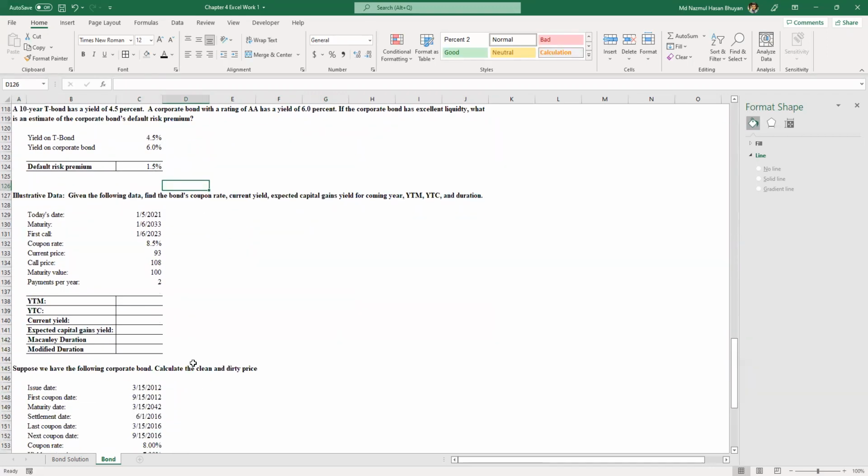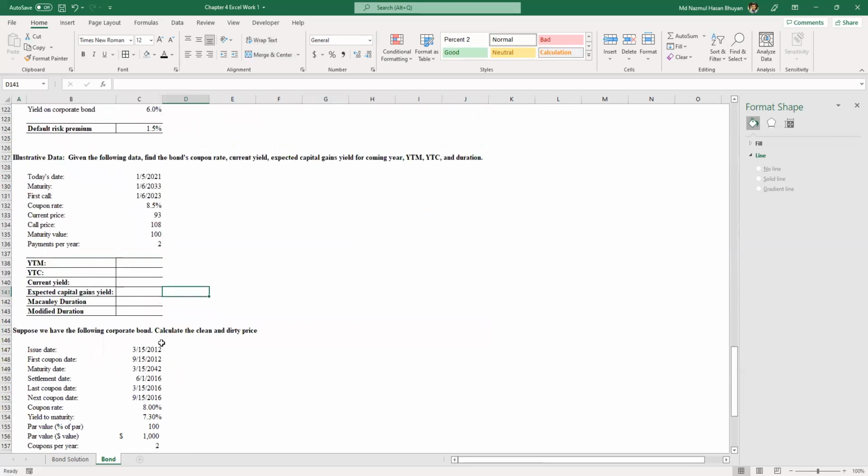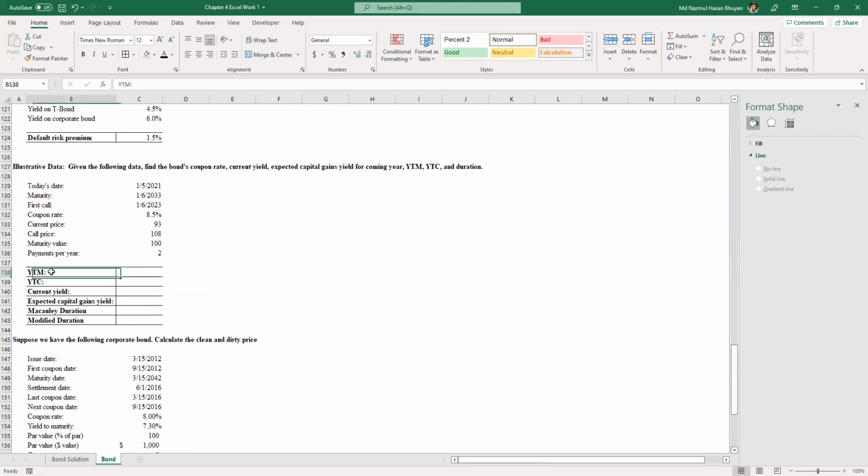All right. Now, in the next formula, we are going to calculate yield to maturity, yield to call, current yield, expected capital gain yield, Macaulay duration, modified duration.